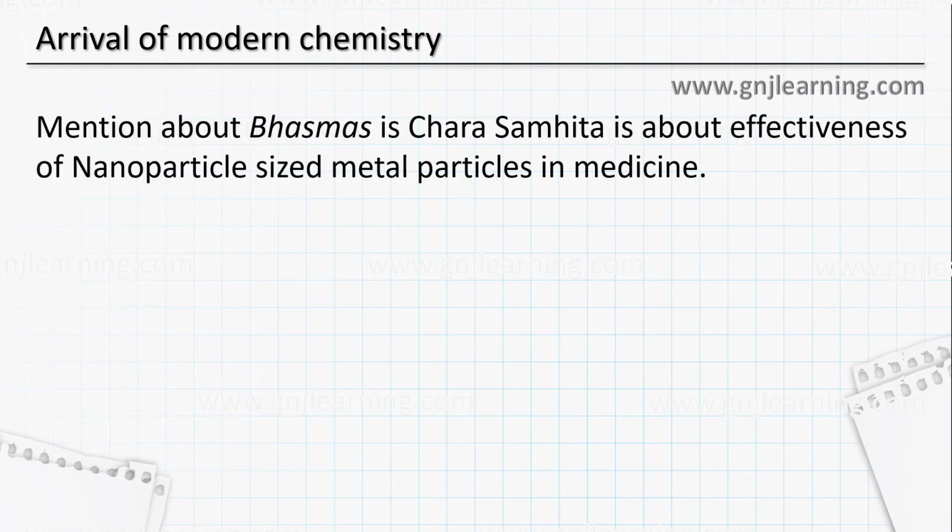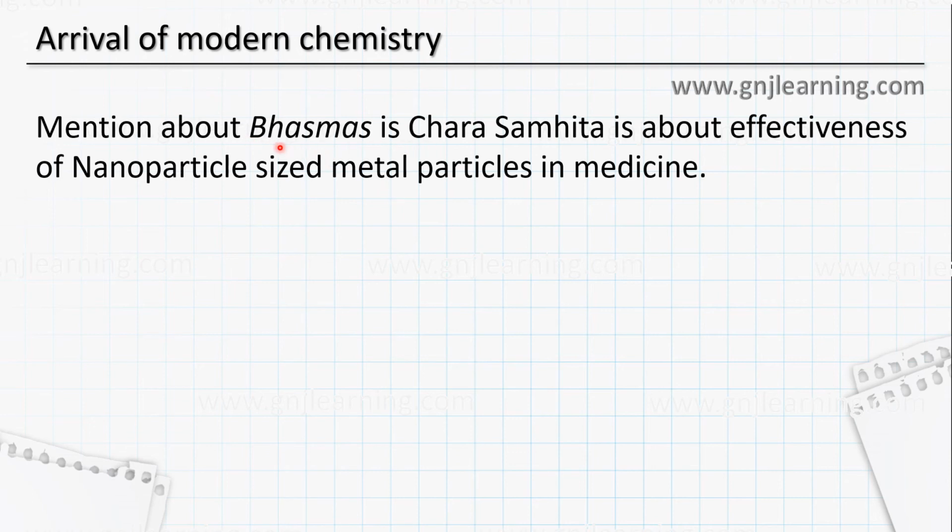Then came the arrival of modern chemistry. In ancient chemistry itself, if you look at very modern chemistry, we have nanoparticle sized objects, especially in medicine. In Ayurveda, the Charaka Samhita already mentions bhasmas, which are referred to as nanoparticle sized medicine, and how to synthesize or produce such nanoparticle medicines. Later we found that the bhasmas referred to in the Charaka Samhita are actually nanoparticle sized metal particles.